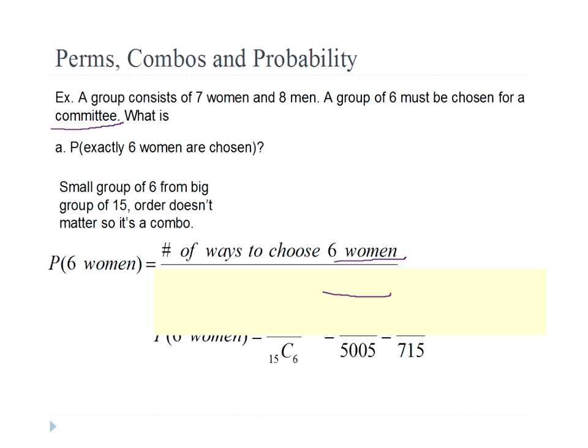But now for the number of ways to get success, I'm going to look at just the women. So there are only 7 women. And so I'm going to have 7 choose 6 divided by 15 choose 6. My calculator can do this very easily, and I get 1 over 715. Not very likely.